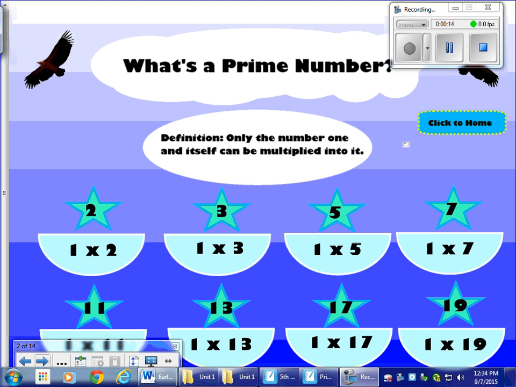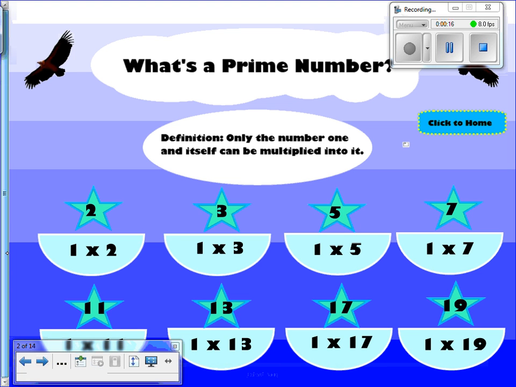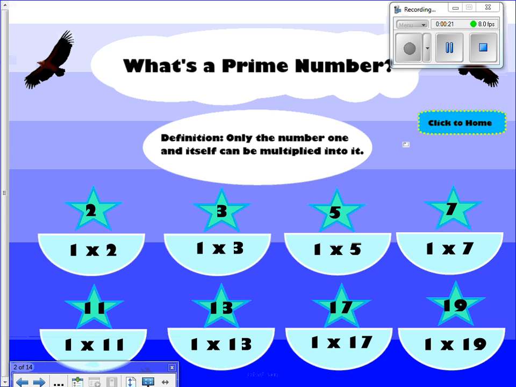Here, these are all prime numbers. Take a look at what all these numbers have in common. Go ahead and press pause if you want to look at it for a little longer. Let's look at these numbers here.